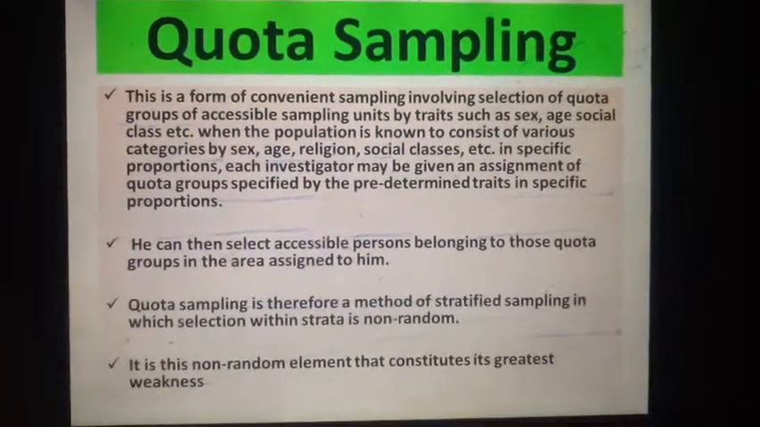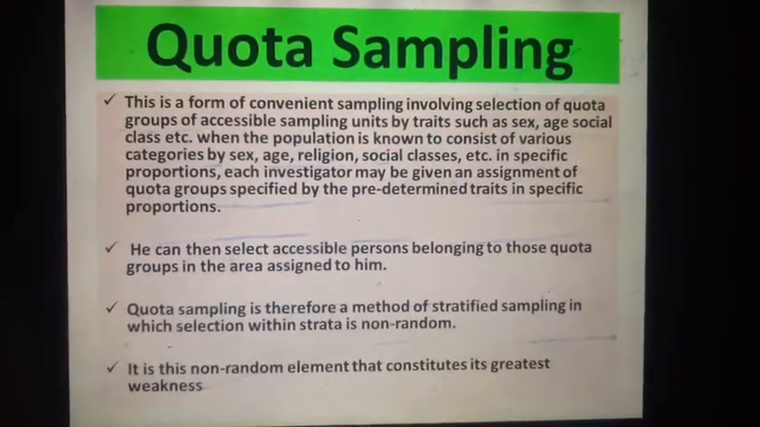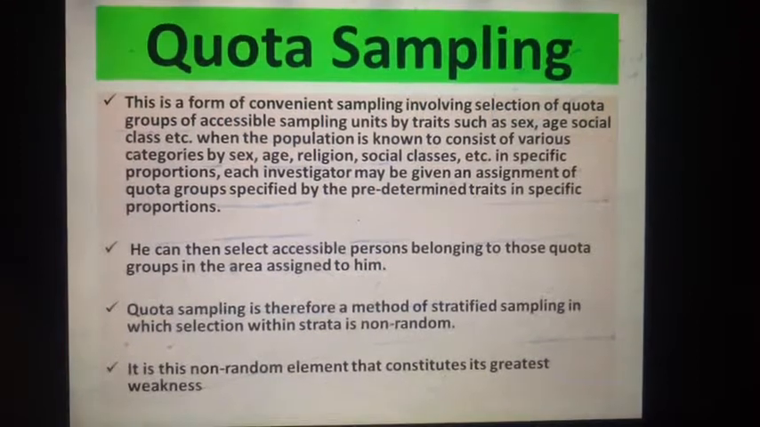Then you have quota sampling. Very important sampling, it has been asked in your previous exam. Definitely there is a chance it can be asked in your coming exam.